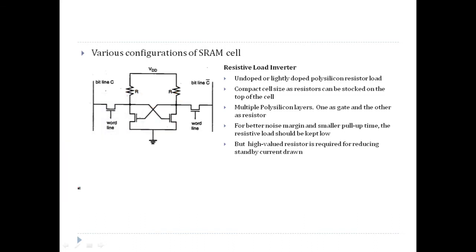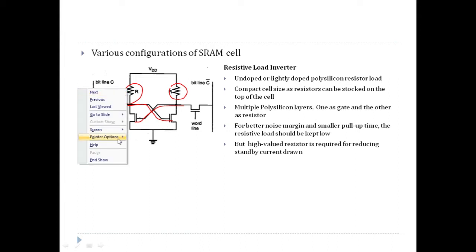But there is a consequence of such kind of fabrication, because these gates can be fabricated using a polysilicon layer, and these resistors are fabricated using another layer of polysilicon. So it's a multiple polysilicon layer. So multiple polysilicon layers are required for such type of fabrication.